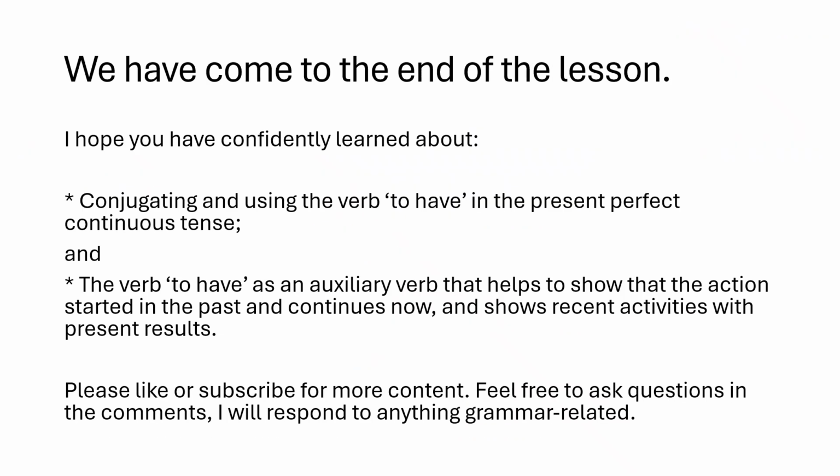Thank you for joining into the lesson today. I hope you have confidently learned about conjugating and using the verb to have in the present perfect continuous tense, and the verb to have as an auxiliary verb that helps to show the action started in the past and continues now and shows recent activities with present results.